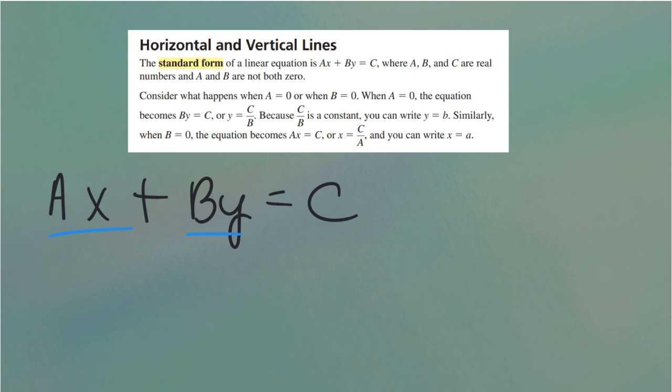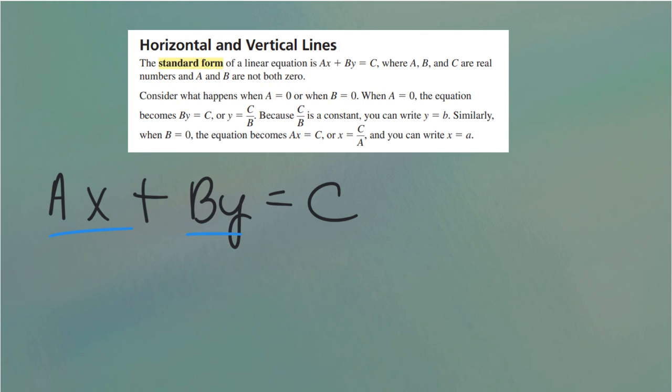Let me erase here. Let's say I have 2y equals C and then 0x. Can that still be in standard form? Yes, the only thing is that you might not see the 0x. Nowhere will you see 0x, because anything multiplied by 0 is going to be 0, correct? So that is still standard form, okay?